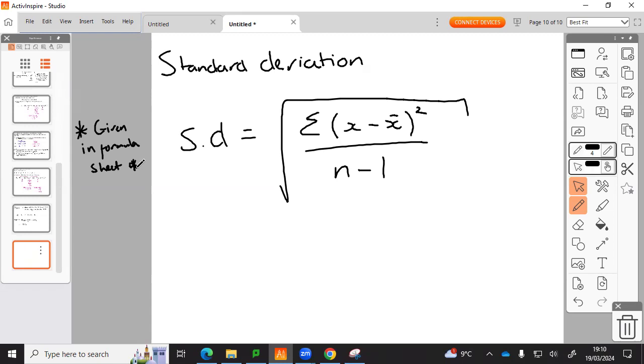All right. So let's break these symbols down a wee bit. This symbol just means, oh, there's no right word, just sum of. That means we add them all together, and I'll show you that in a minute, okay? X is just a sample number, all right? X bar is the mean.